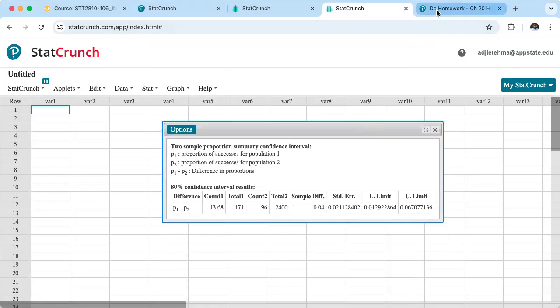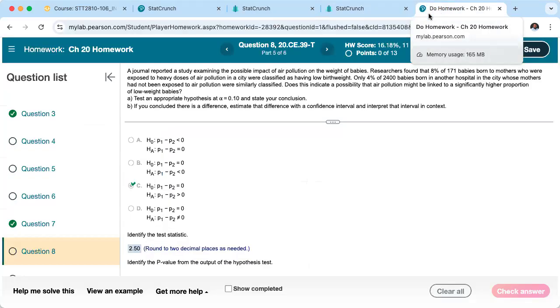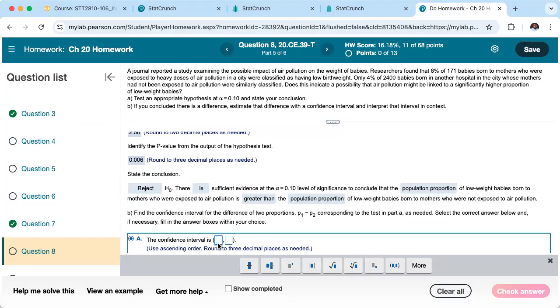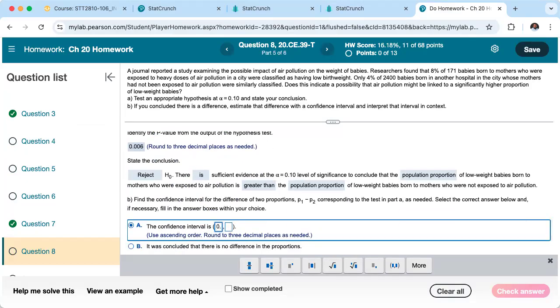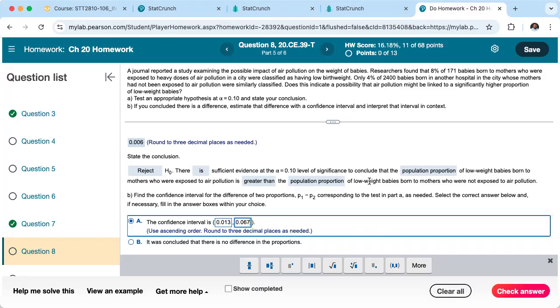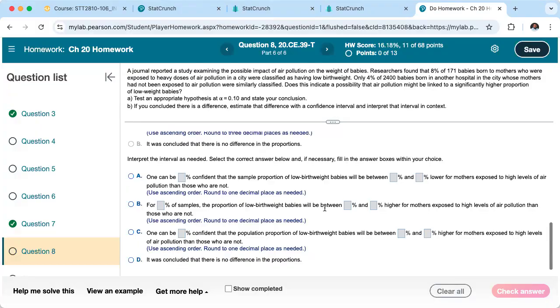I have this. The lower is what? 0.01292. The upper is 0.06. Lower is 0.0129. Upper is 0.0670. We want 3 decimal places, so 0.013 and 0.067. So you see, it has worked.